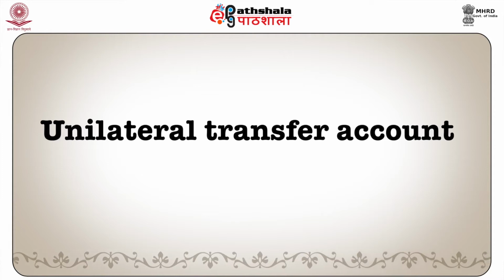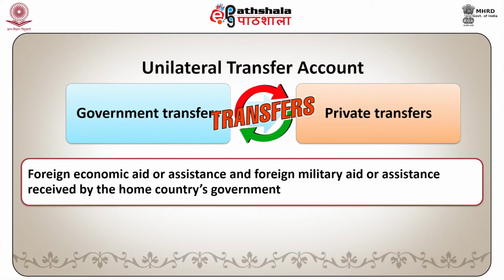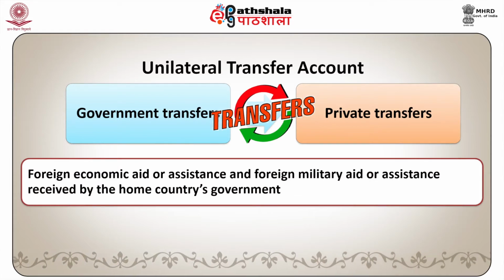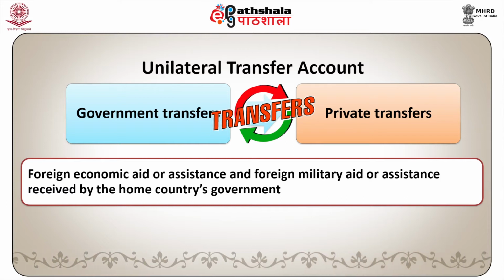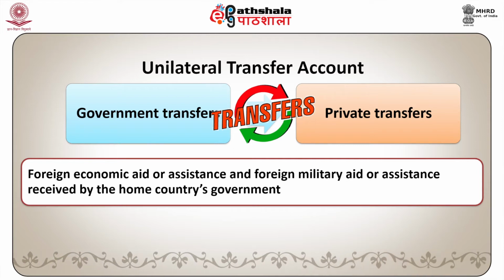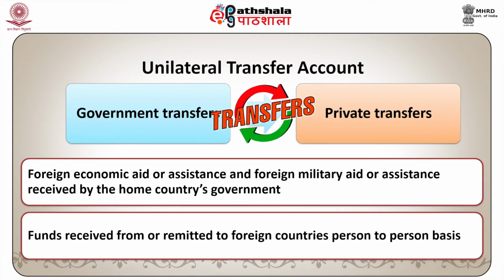Unilateral transfer account. The third account in the balance of payments schedule is the unilateral transfer account, which includes all gifts, grants and reparations, receipts and payments to foreign countries. It consists of two types of transfers, that is government transfers and private transfers. Foreign economic aid or assistance and foreign military aid or assistance received by the home country's government or given by the home country's government to a foreign country's government constitutes government transfers. Private transfers, on the other hand, are the funds received from and remitted to foreign countries on a person to person basis.